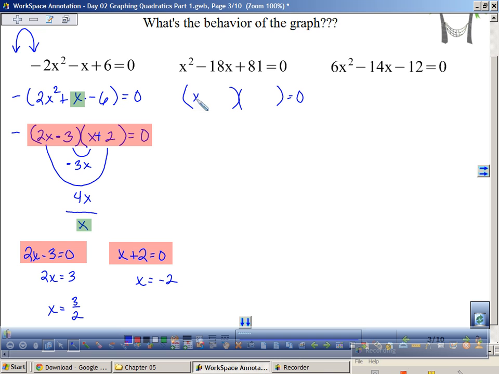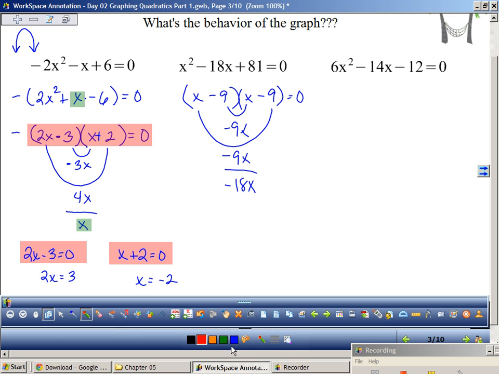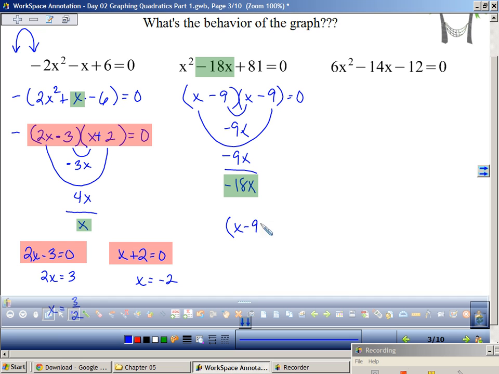So x squared is broken up as x and x. What do I have to break 81 up to get a negative 18? Negative 9 and negative 9. Does it work? Negative 9x and negative 9x make a total of negative 18x. Looks good to me. This is what I needed right there. So this is actually called a perfect square trinomial. So I don't need to solve both of them for 0 because they're the same, right?